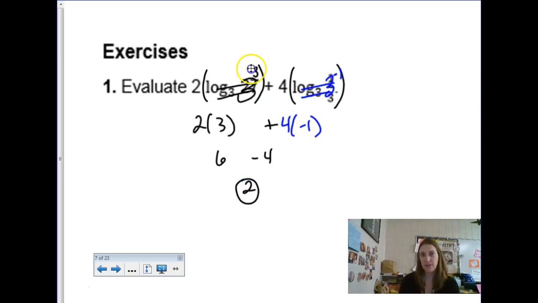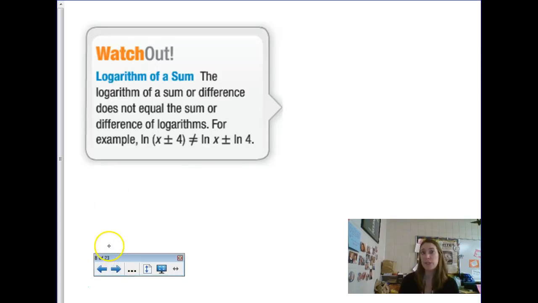That problem, I think I probably could have done pretty nicely if I would have condensed it, but to be honest, I don't like when the logs are condensed and evaluating without a calculator. I just don't.